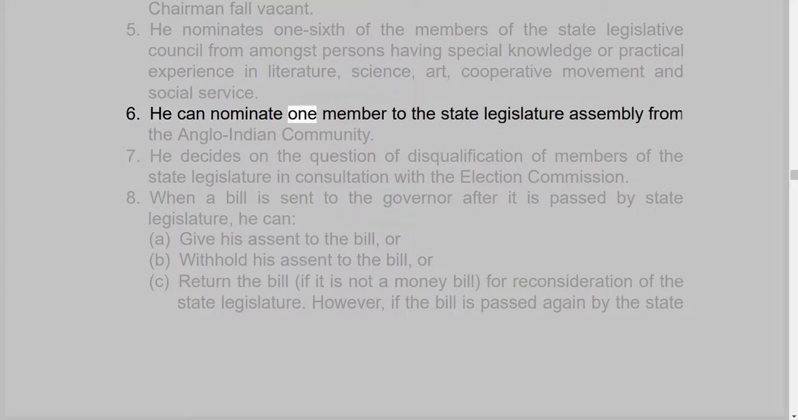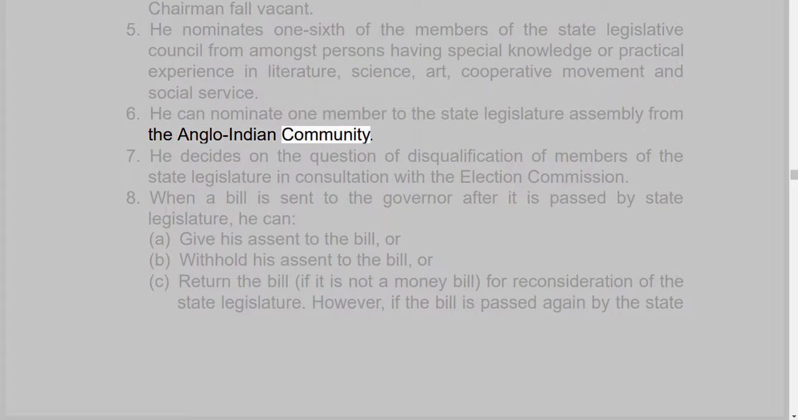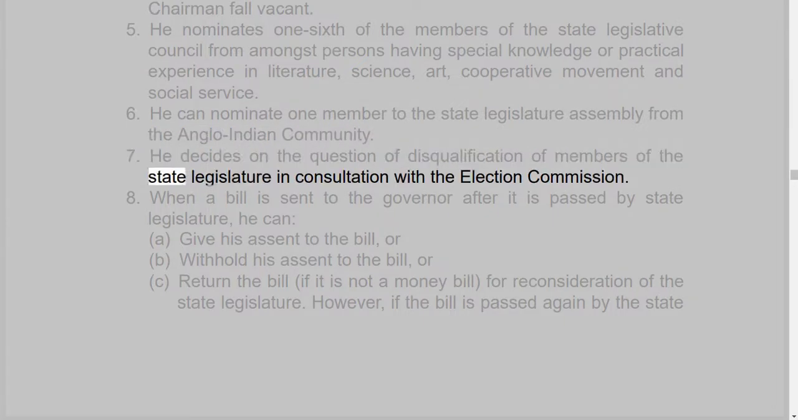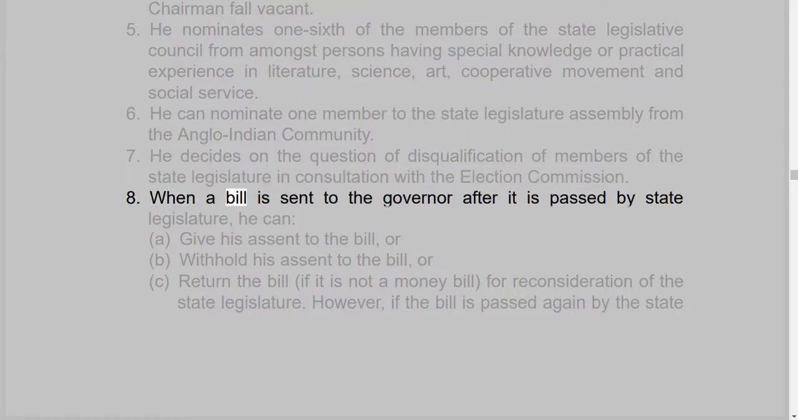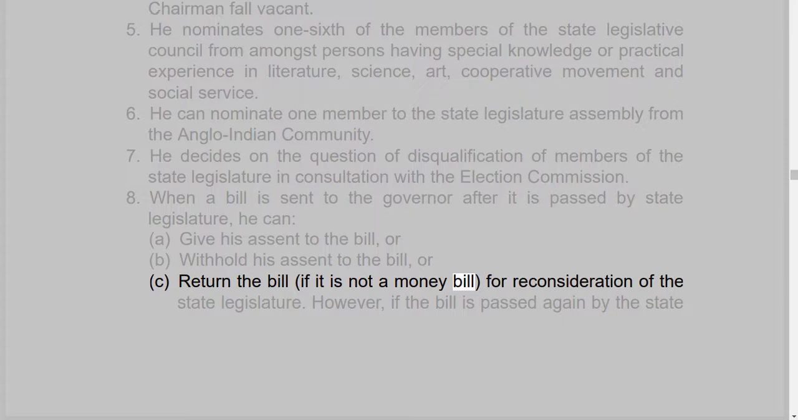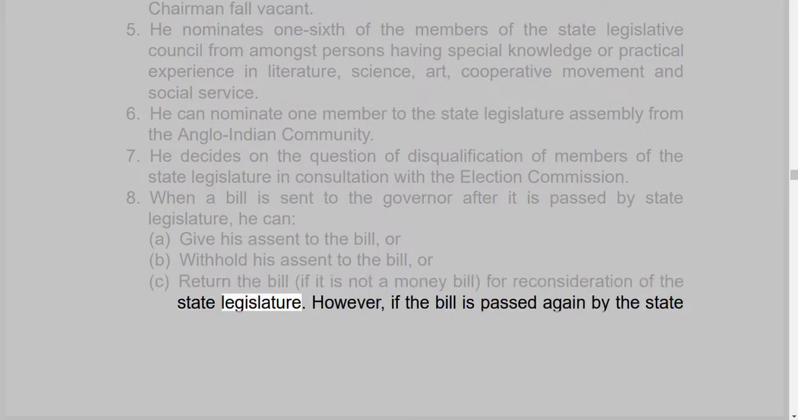6. He can nominate one member to the state legislative assembly from the Anglo-Indian community. 7. He decides on the question of disqualification of members of the state legislature in consultation with the Election Commission. 8. When a bill is sent to the governor after it is passed by the state legislature, he can A. give his assent to the bill, or B. withhold his assent to the bill, or C. return the bill, if it is not a money bill, for reconsideration of the state legislature.